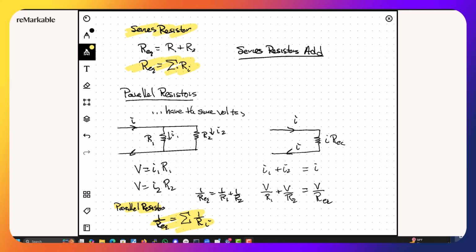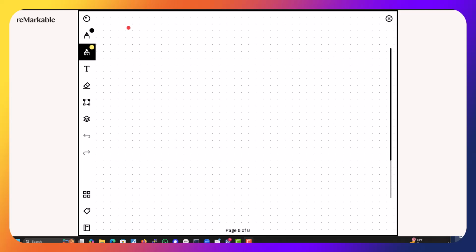We should probably add a few more components. Oops, I'm gonna go back to actually writing. How about that? Okay. We want to talk about EMFs. These are voltage sources, like a battery.